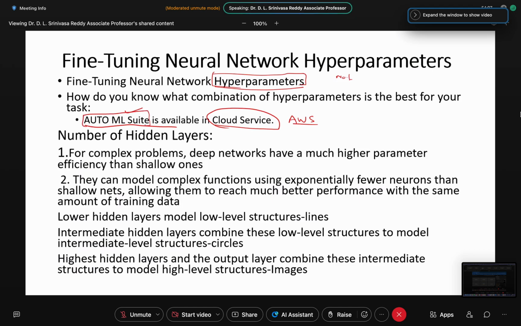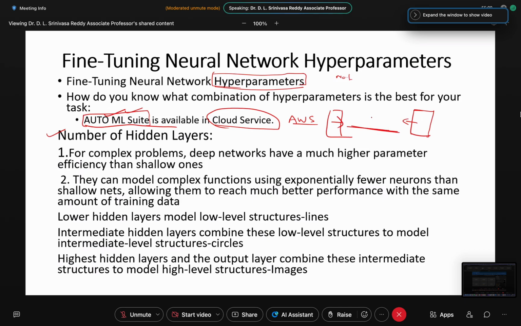For that purpose, there is software available. The suite is available in cloud services. You can use it, but you won't get any knowledge by using this AutoML. You should know how to tune your network using the hyperparameters. So now the first hyperparameter is the number of hidden layers. The input layer is fixed based on the number of features in your data set. The output layer is fixed based on the number of labels in your data set. In between the input and output layer, you can use any number of hidden layers as you wish.